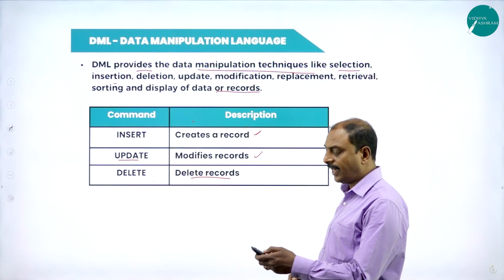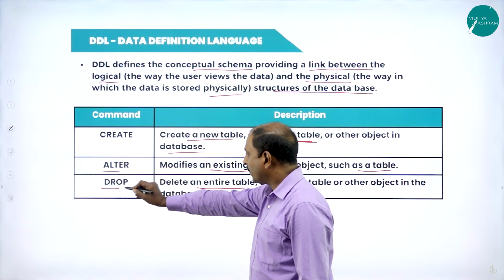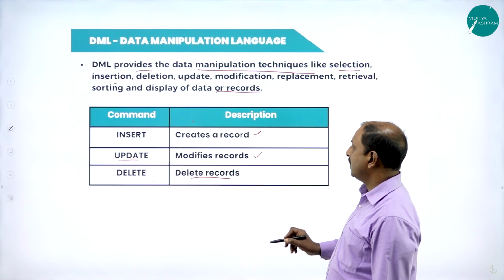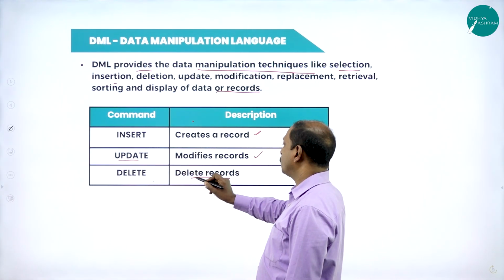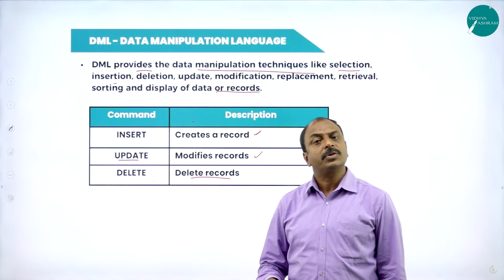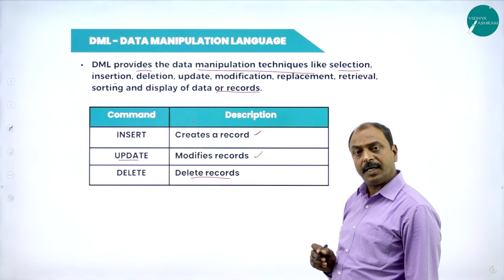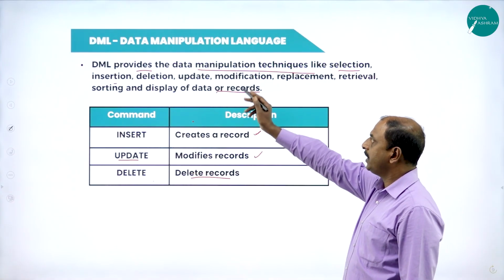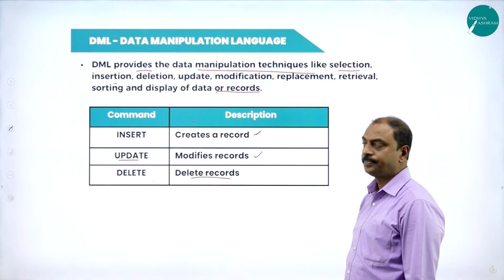So in the previous slide we have seen the drop command. This is to delete an entire table, and here the delete command is used to delete one record or a group of records or a particular record in a table or in a database. This is the delete command. These are all different DML commands.